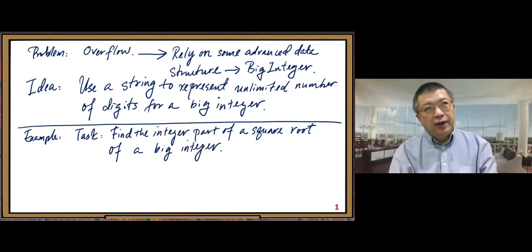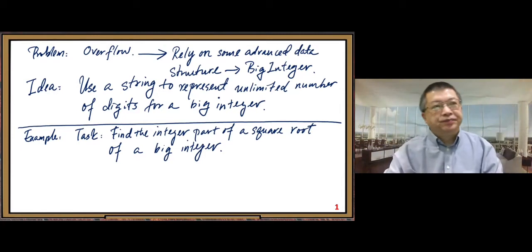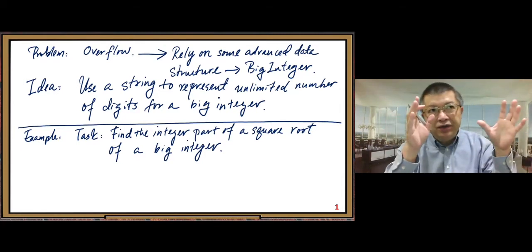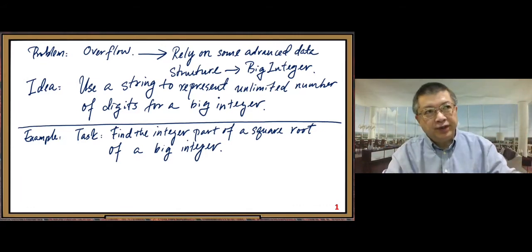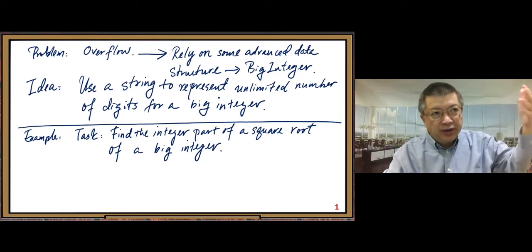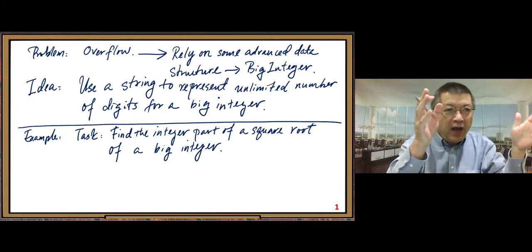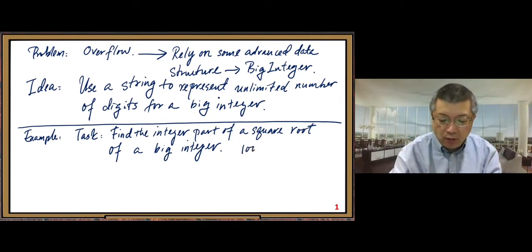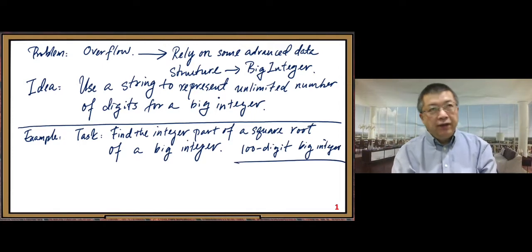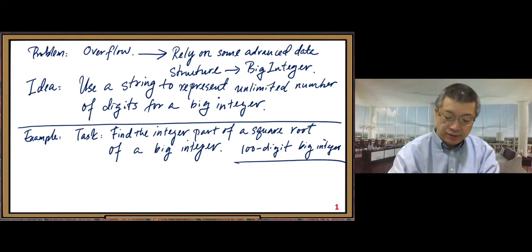So we start with a big integer. In my example, I use a random generator, the random method in Java, so we can generate random digits. Then I create a 100-digit big integer. 100 digits, that's pretty big, right? Then I want to calculate the square root of this big integer.